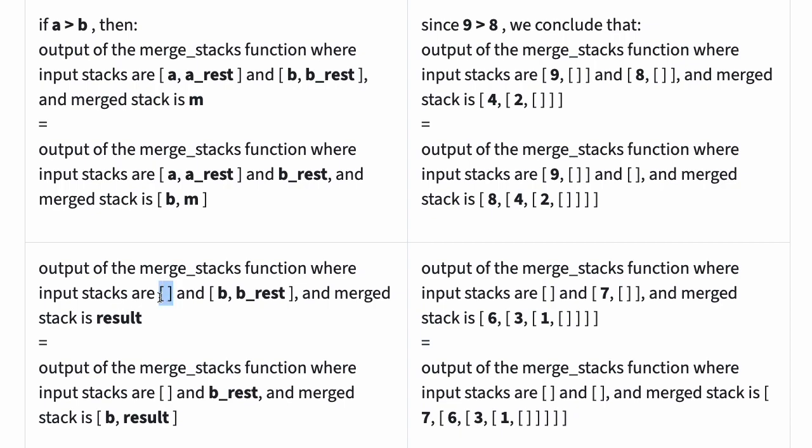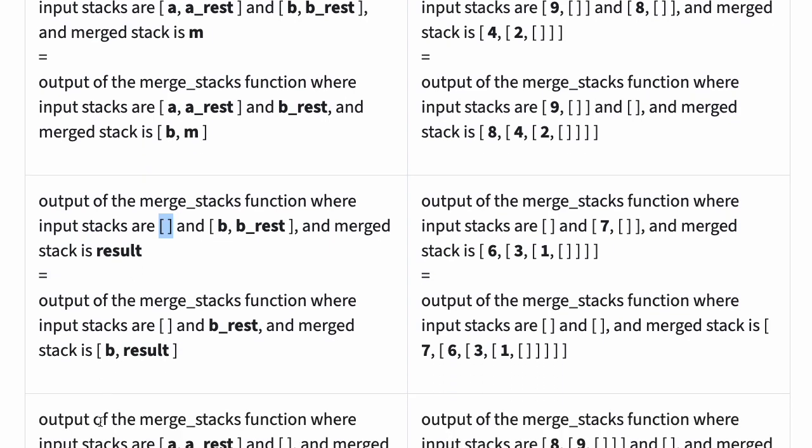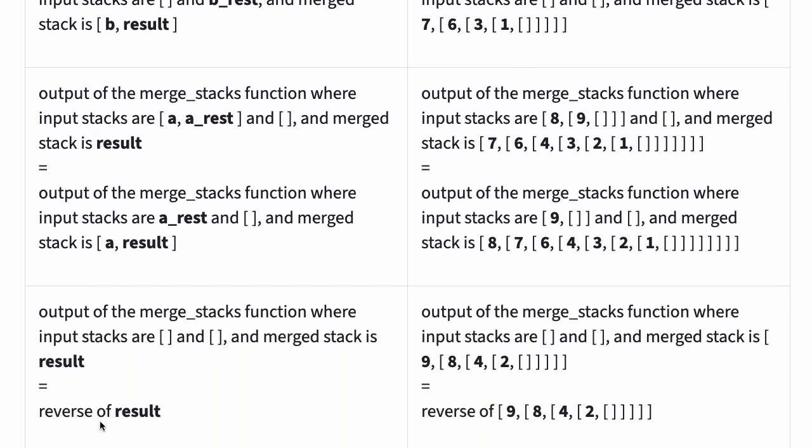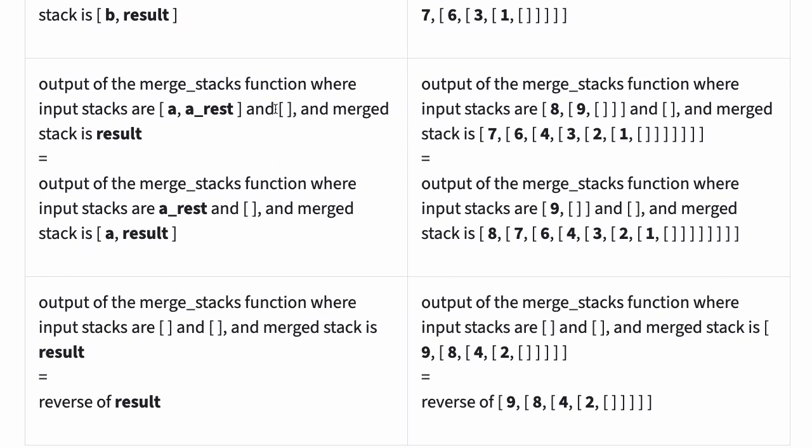If stack A is empty, then we start popping from B and pushing it to the merge stack. If stack B is empty, then we dump stack A into the merge stack. Finally, if both stacks are empty, then the output of this function is the reverse of the merge stack.